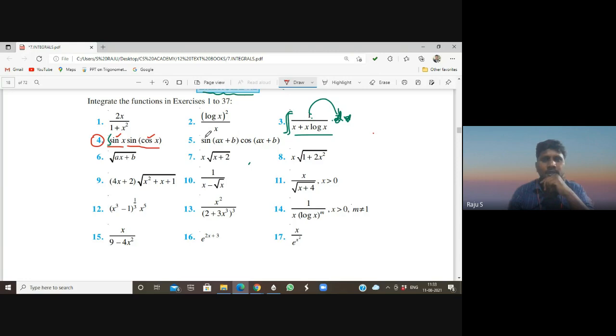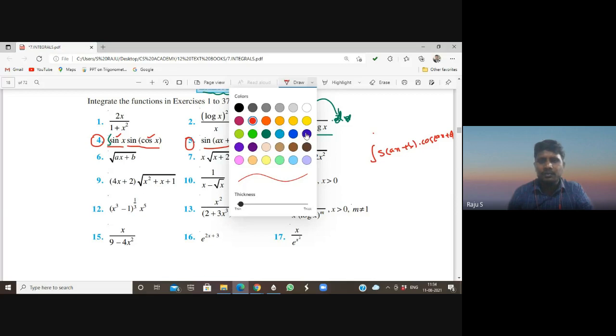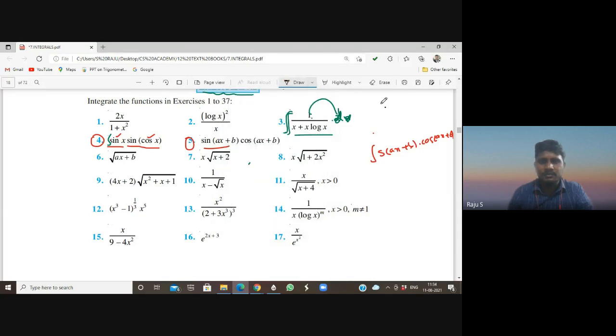Students, question number 5, you can try. Look here: sin of ax plus b into cos of ax plus b. Easier, can we consider sin of ax plus b as t or cos of ax plus b as t? Anyone? Two different functions are there. Yes, anyone?